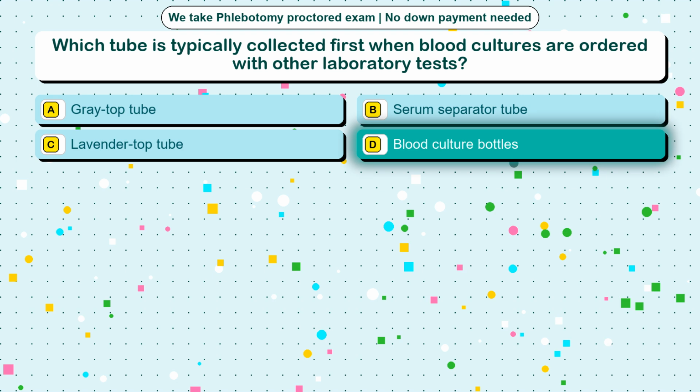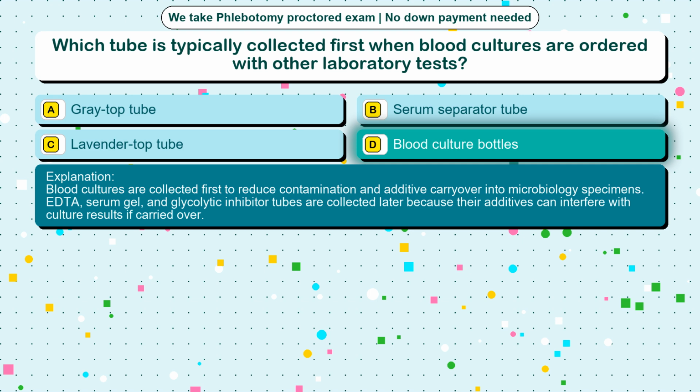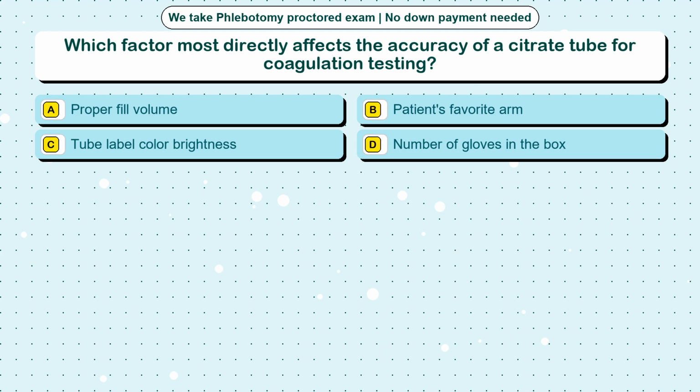The correct answer is option D. Blood culture bottles. Blood cultures are collected first to reduce contamination and additive carryover into microbiology specimens. EDTA, serum gel, and glycolytic inhibitor tubes are collected later because their additives can interfere with culture results if carried over. Question 83. Which factor most directly affects the accuracy of a citrate tube for coagulation testing?